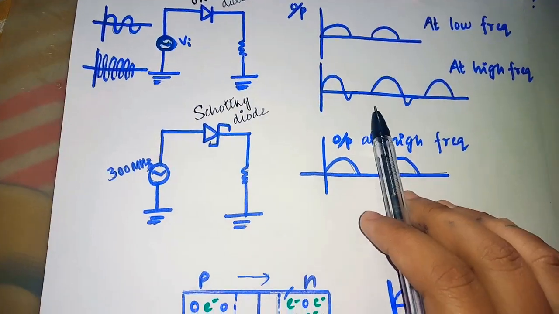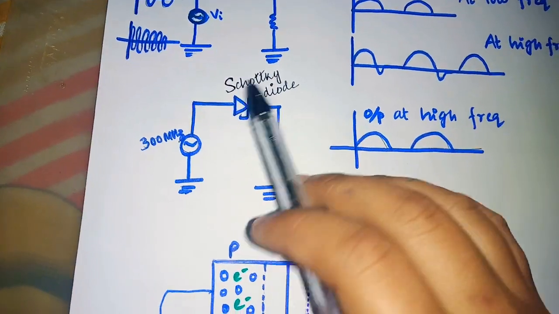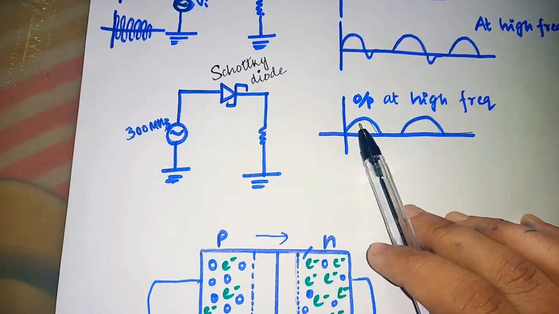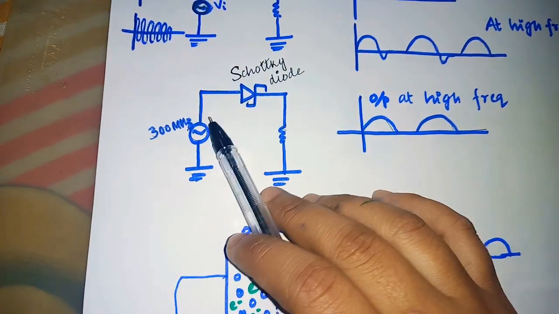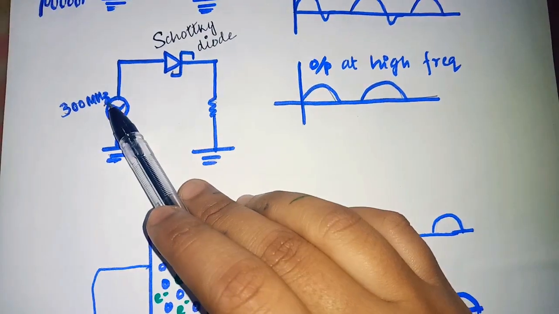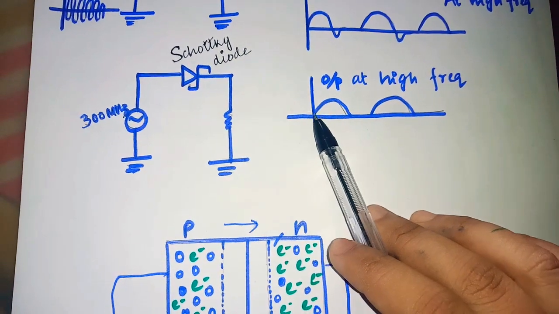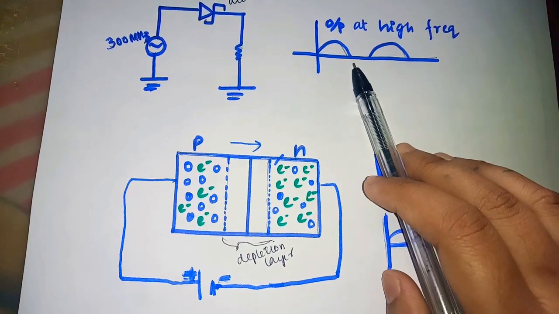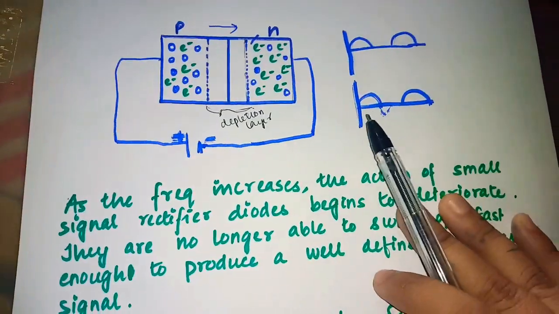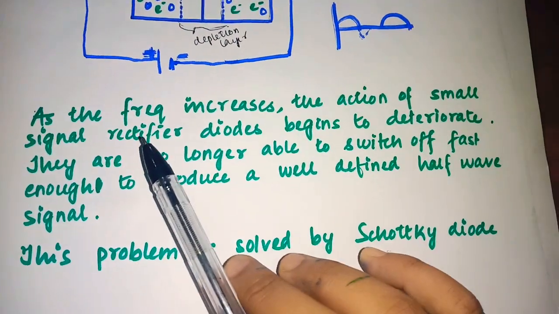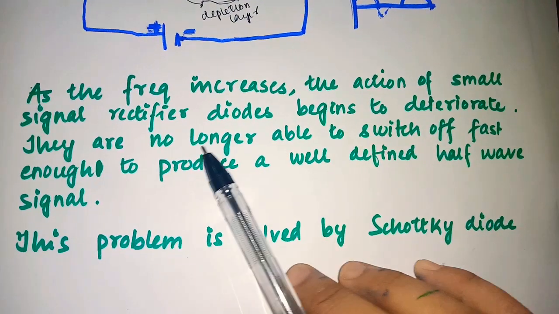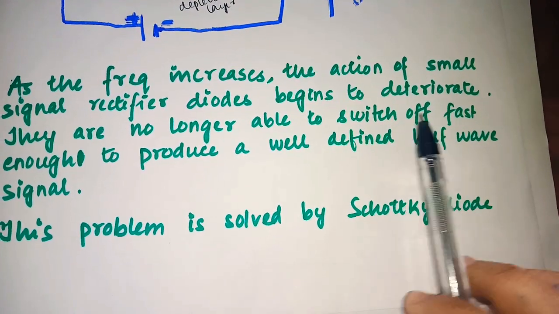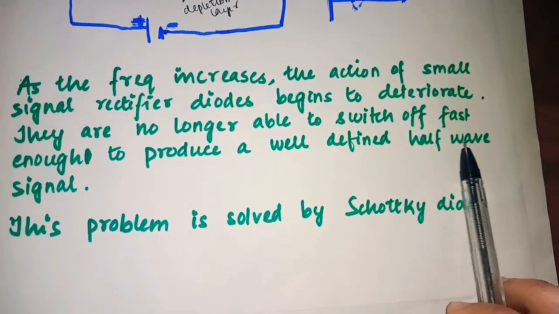This problem is solved using the Schottky diode. In a Schottky diode, even at high frequency it works in a good manner. Even if we put in 300 megahertz, the output is okay, and no disruption or deterioration occurs. As the frequency increases, the action of small signal rectifier diodes begins to deteriorate. They are no longer able to switch off fast enough to produce a well-defined half-wave signal.